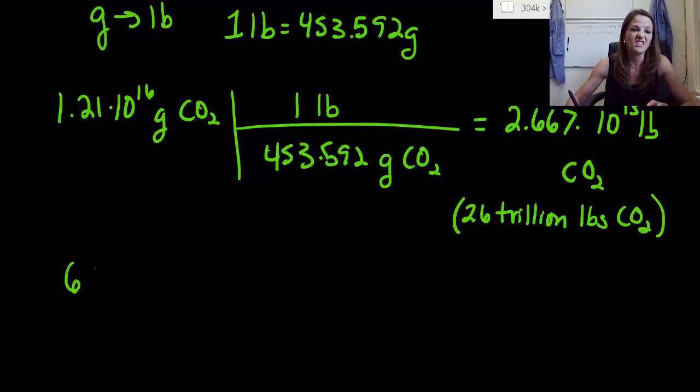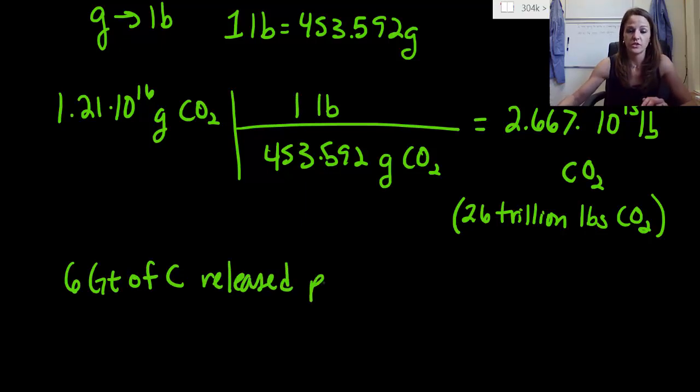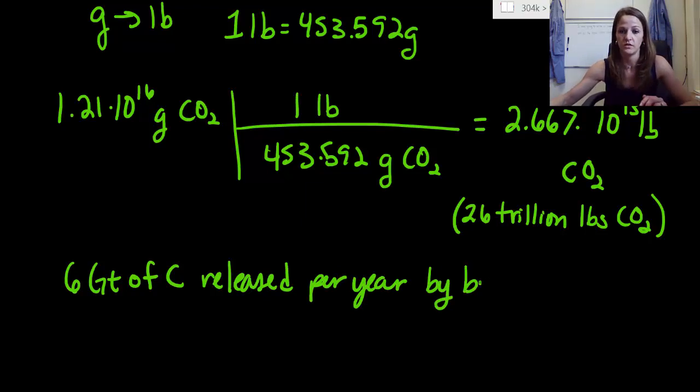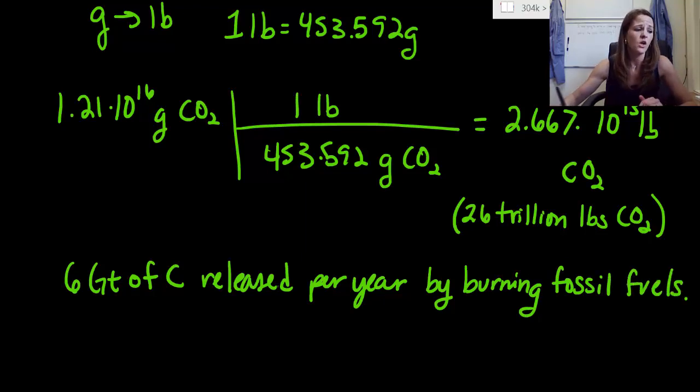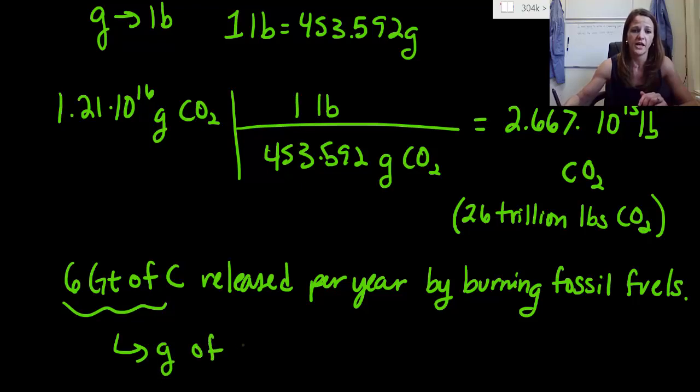We know that 6 gigatons of carbon are released into the atmosphere every year, per year, by burning fossil fuels. It's a lot. 6 gigatons. Ugh, that's a lot. All right, here's my question. What is that 6 gigatons in grams of carbon dioxide? Go.